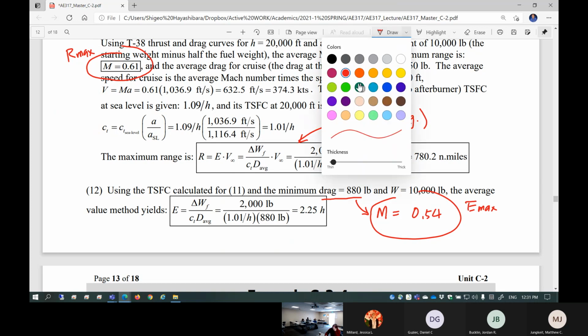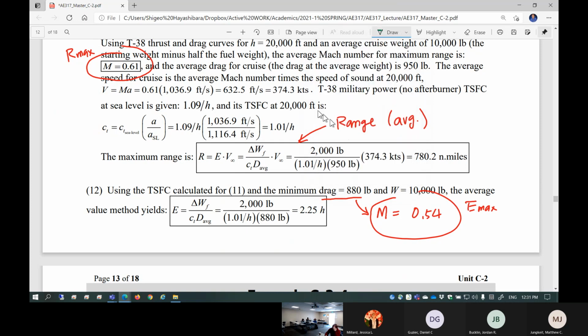Okay, so be very careful. You are going to read off two different values of drag. One is, of course, this value for maximum range, and this value for maximum endurance. Obviously, one is for minimum drag. This one is not the minimum drag, okay? Because in range, you fly faster. So anyways, any question here? So this is a maximum endurance, 2.25 hours if you fly at 0.54 Mach number.